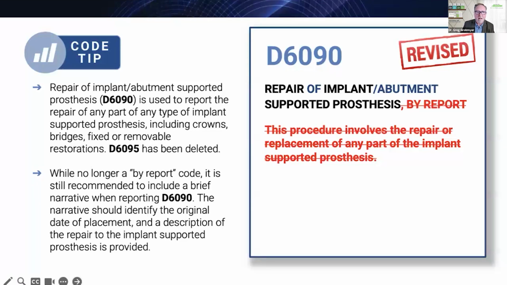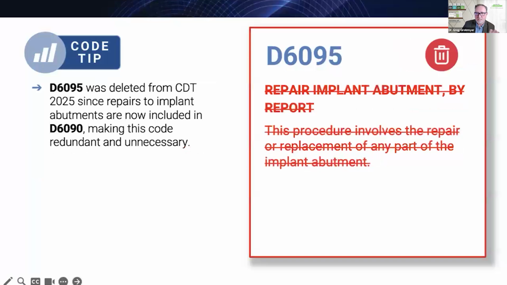Now, they did combine the 6090 with this next code, 6095. 6095 was repairing an implant abutment. So the first one was for the prosthesis, this one was for the abutment. They felt it could all just go under one code. In fact, a repair to an abutment is a very rare thing. You didn't really see it too much. So they thought this was redundant and unnecessary. Now that we had the 6090 code, that's all repairs. So every implant repair is going to go under 6090.